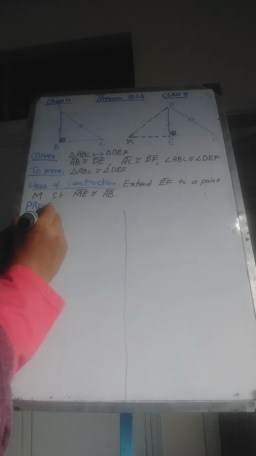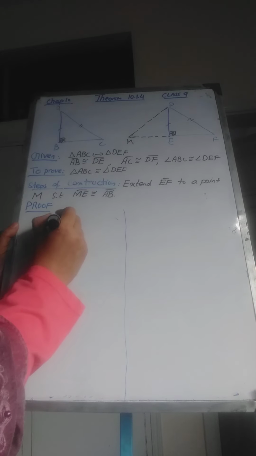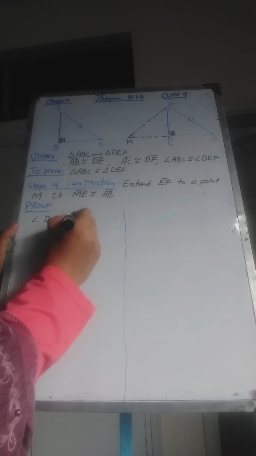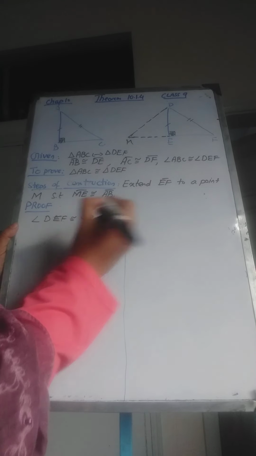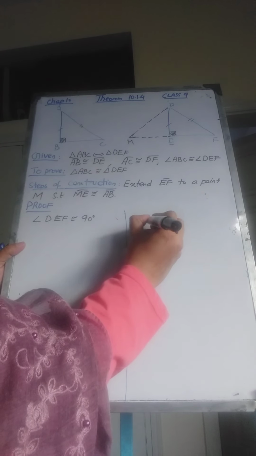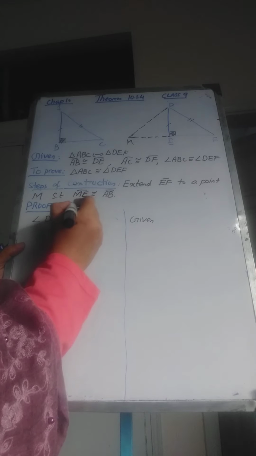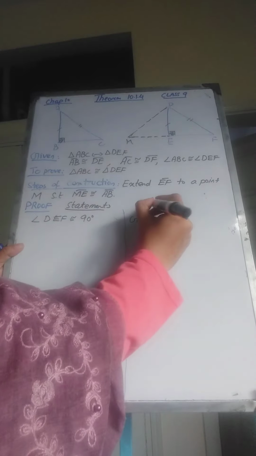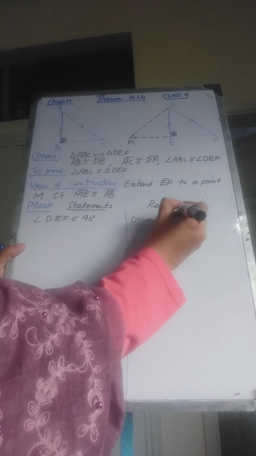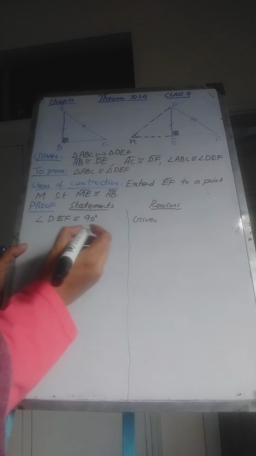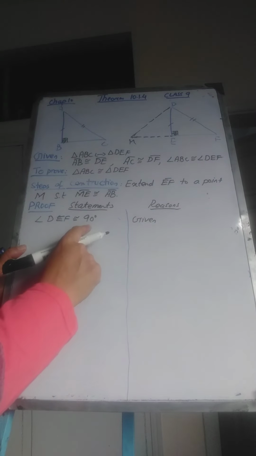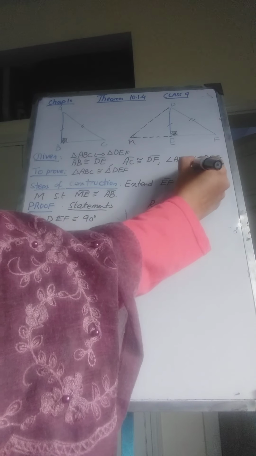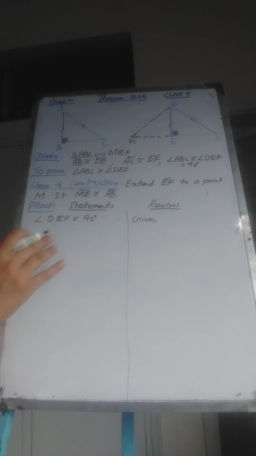Now we know that angle DEF is congruent to 90 degrees. This was given. Write the statement, and here we have the reasons. So angle DEF is congruent to 90 because it was given to us that this is a right triangle. Angle DEF congruent to 90. We have done these steps.